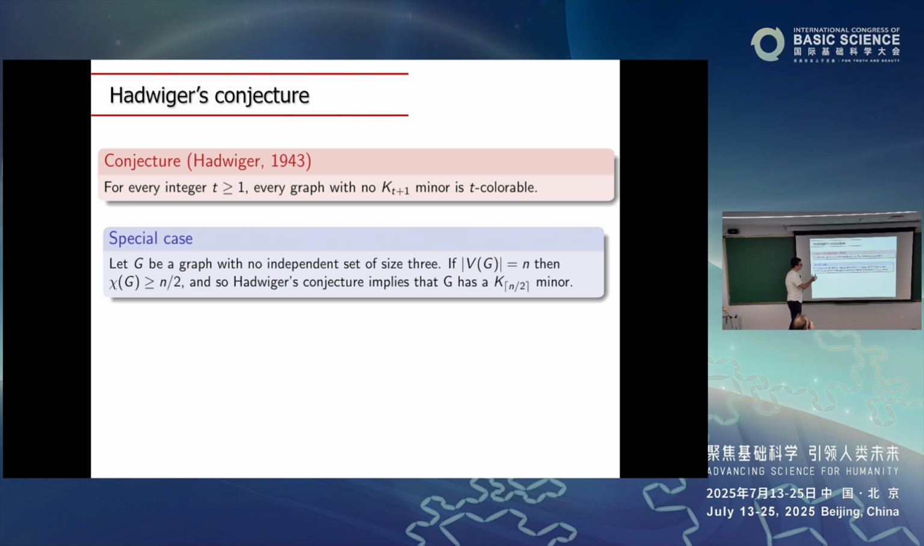I want to also think about what happens for large t. And here is one guiding example to what we can expect.